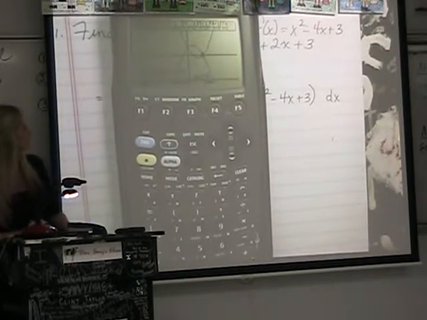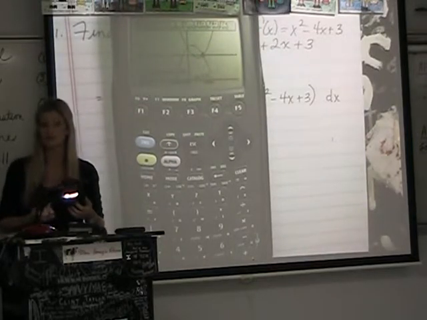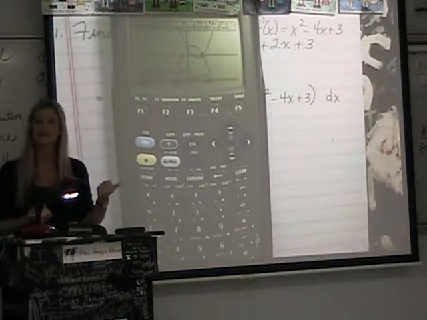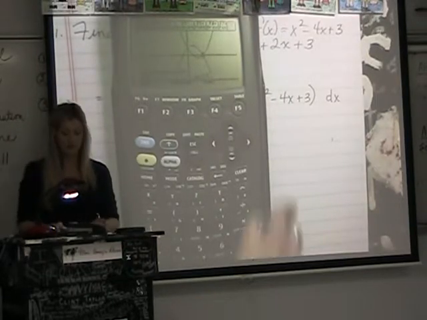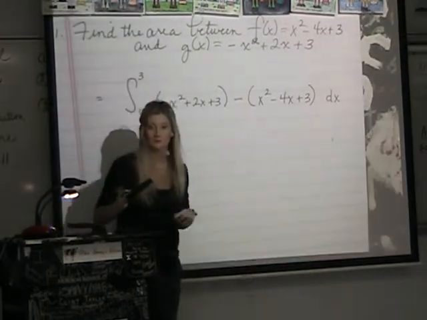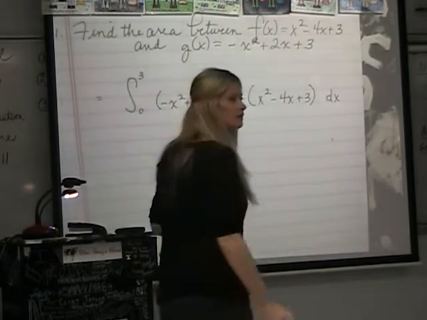And so it's the 0.30. So I'm using the X values from those intersection points for my bounds. The leftmost intersection point is your lower bound. The rightmost intersection point is your upper bound. Any questions about finding the intersection on the calculator?